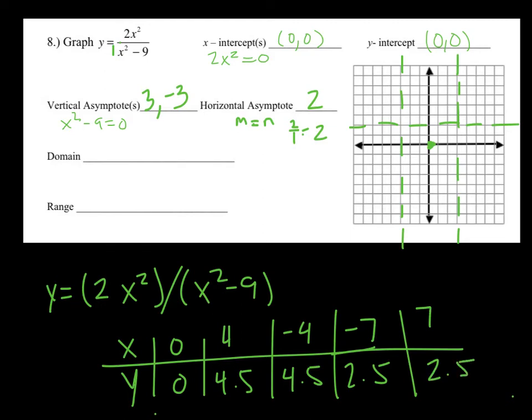So (4, 4.5), and then (-4, 4.5). And (-7, 2.5), (7, 2.5). There we go. We can draw that in, and that in. Now, I should have gotten more points in the center here, but I will just draw that in as well. Again, it's just a rough graph.